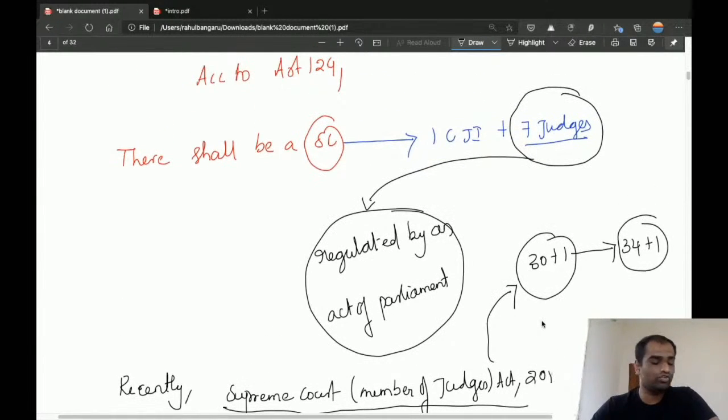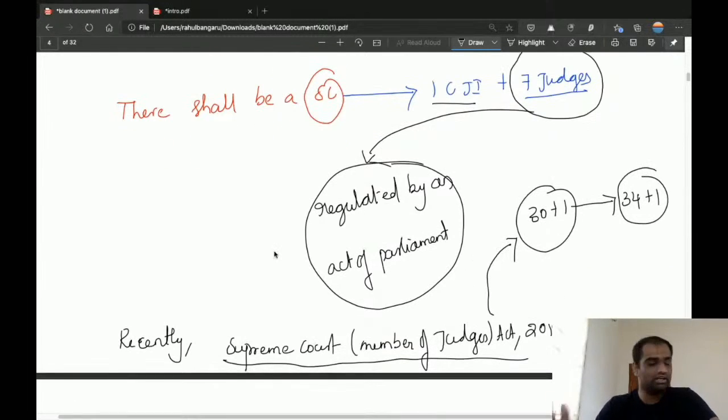According to Article 124, there shall be a Supreme Court, and this Supreme Court will have one Chief Justice of India and 7 other judges. These other judges can be regulated by an act of Parliament. Accordingly, recently Parliament has passed the Supreme Court Number of Judges Act 2019. According to this act, the previous strength has been increased from 31 to 34. Is it clear? Of course, 30 other judges plus 1 Chief Justice, Divya. 30 other judges plus 1 Chief Justice of India.